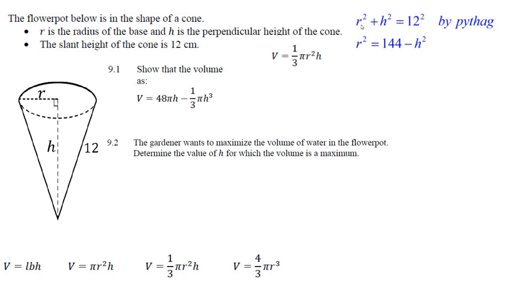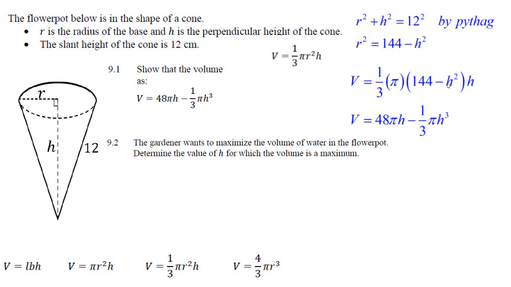Well, you know by Pythagoras that r squared plus h squared is 12 squared. So that means r squared is 144 minus h squared. And that's all you do to get this formula here. Instead of r squared, you put in 144 minus h squared, and you just multiply it out. 1/3 pi times 144, that gives you the 48 pi. And then there's an h multiplied. There's where your 48 pi h comes from.